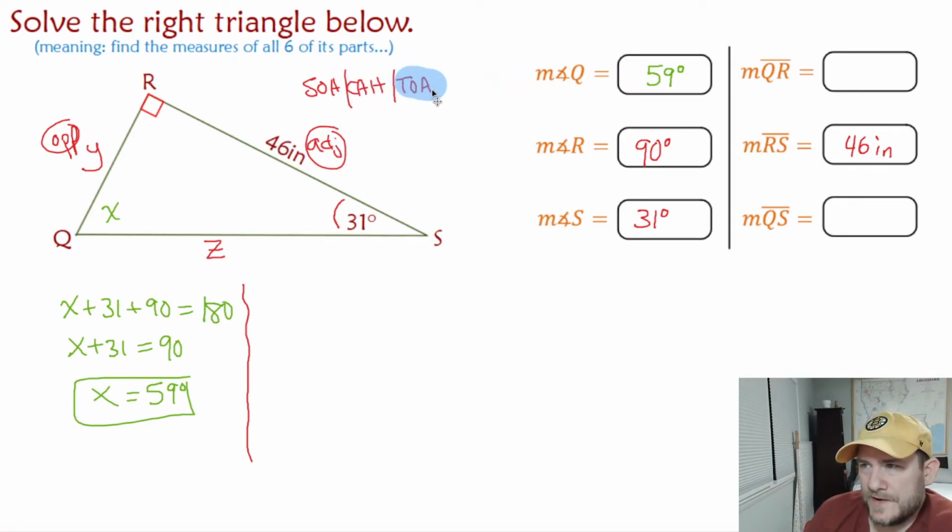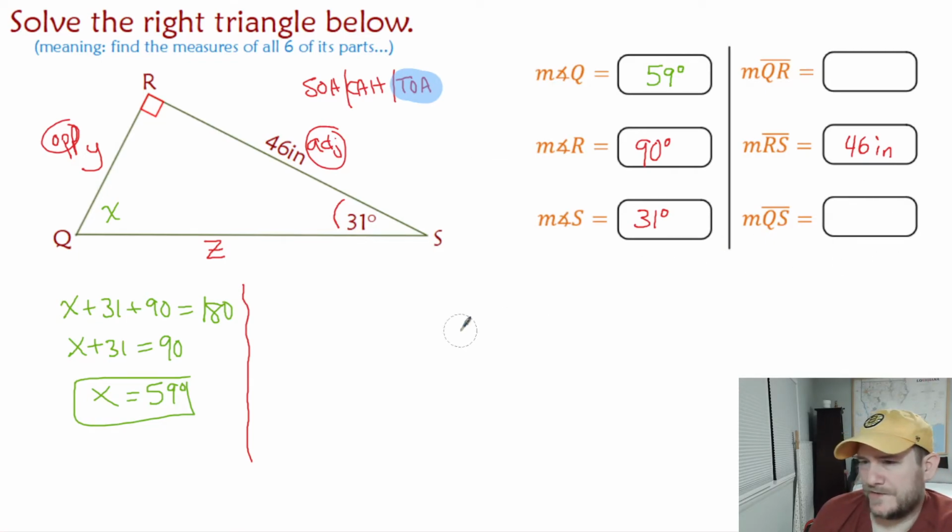So we can't use cosine either. So hopefully tangent's the one that does the trick. Let's see. For tangent, we use opposite and adjacent. Opposite's the side I'm looking for. Adjacent's the side I have. So clearly tangent is the winner here. That's the one we have to use.